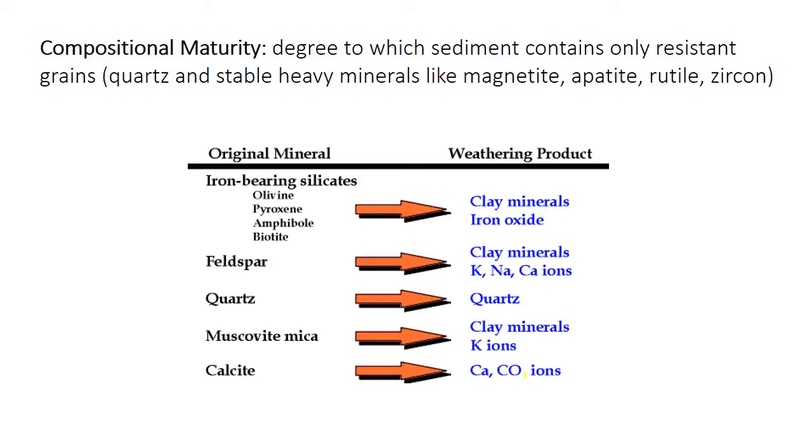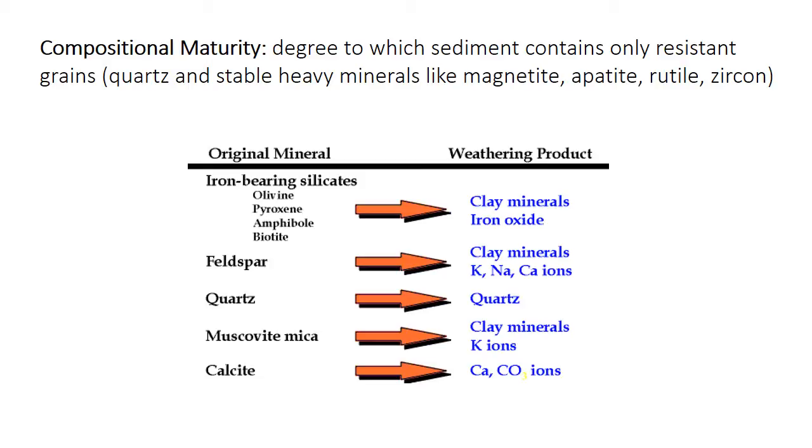It's just the degree to which the sediment contains only resistant minerals, especially quartz, but there can also be, in small amounts, fairly resistant heavy minerals like magnetite or zircon or whatever. So a compositionally immature sediment will still contain minerals like amphibole or biotite, hornblende, or rock fragments composed of those minerals. Compositionally mature sediments basically only contain quartz, maybe some of these heavy minerals as well.